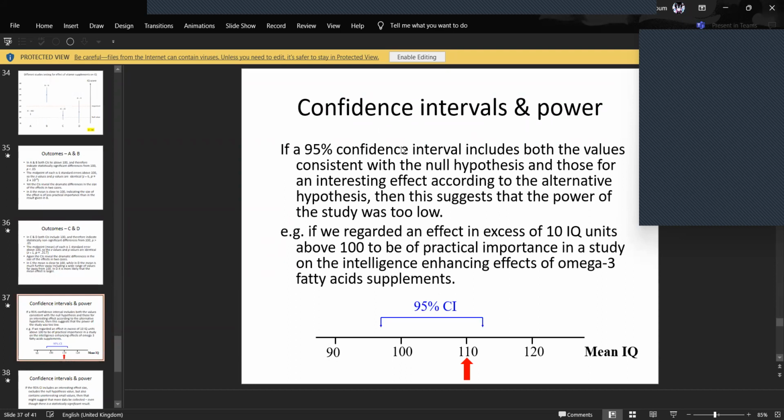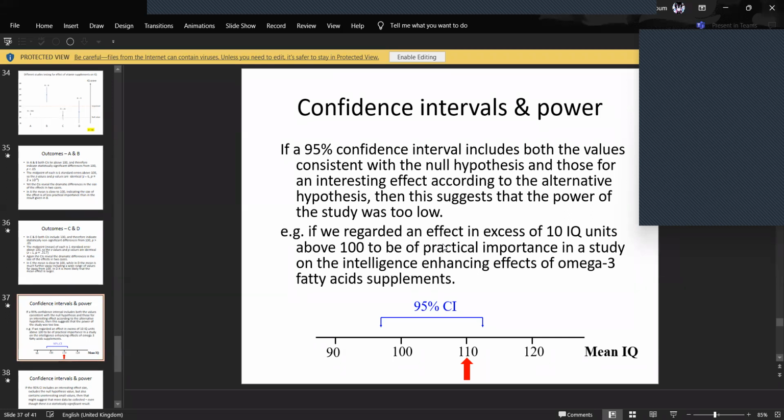Okay, so the confidence interval can be used to estimate power. And so if the confidence interval is crossing both the null value and the importance line, then you can say that this study has low power. What is power? To give you the summary, power is the ability to detect a true difference in effect. So if you have a drug and it works, your power is how good your study is at telling you that this drug works.